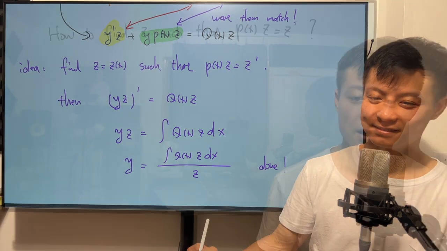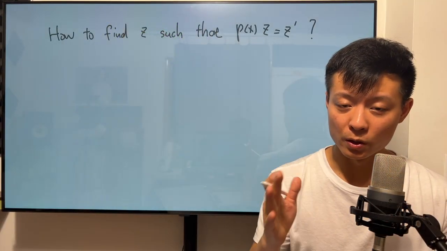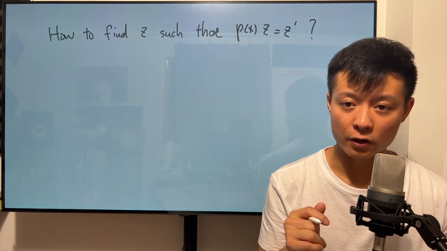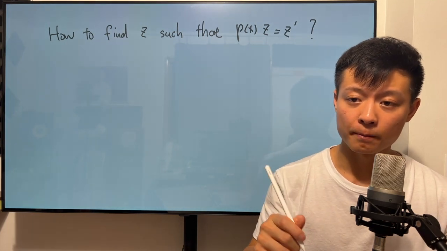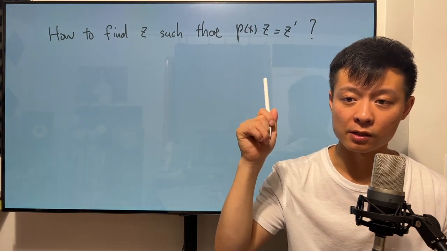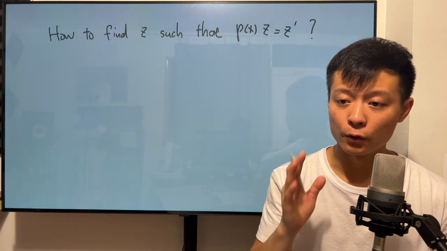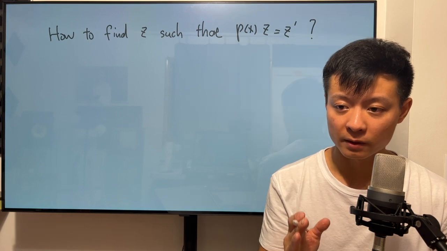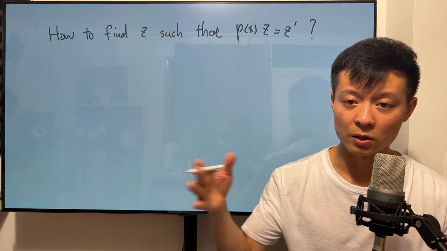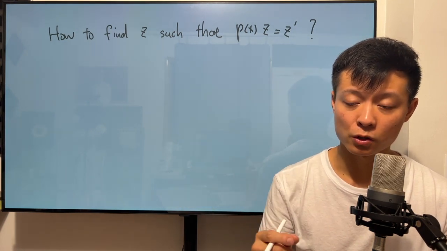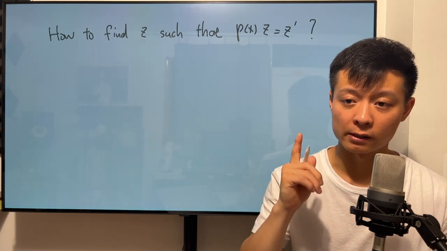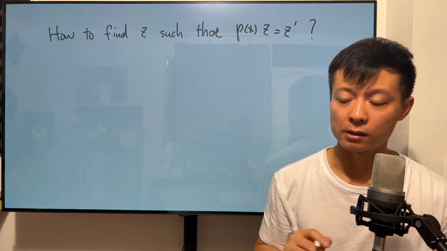Okay. Next, we will talk about how to find such a function z, so we can have p(x) times z equal to z'. We're going to take a look at a few different simple situations and then solve them, and from there we will figure out a pattern, so we will know how to find such a function in a general situation.